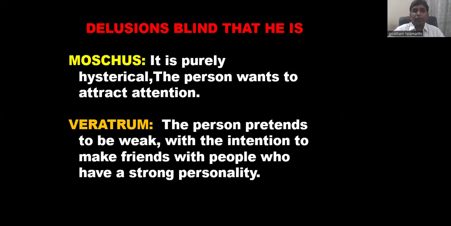Next rubric: delusion, blind that she is, Mal-ignorance. It is purely hysterical. The person wants to attract attention. For this attention, the person behaves as if she is blinded, that he is blinded. And the other drug is Veratrum. The person pretends to be weak with the intention to make friends with people who have a strong personality. So in Veratrum personalities, the person pretends to be weak. Because of this pretending nature, they want to have friends who are stronger than them.